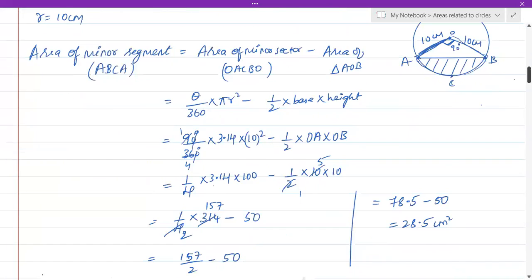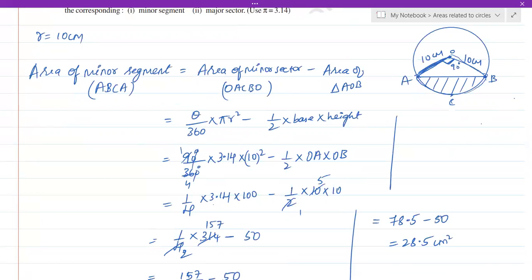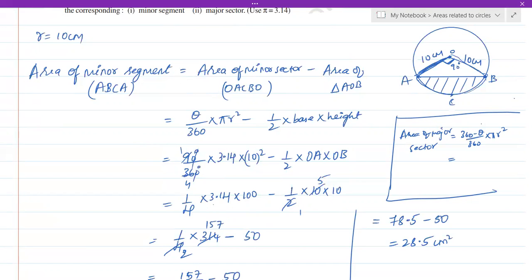Now, let's find the area of the major sector. Okay, let me do it here itself. Area of major sector. Now we have to use the other formula, right? 360 minus theta by 360 into pi r square. This is the formula that we have to use. So 360 minus theta is 90. Let me do it directly. 360 minus 90 becomes 270. 270 by 360 into pi value 3.14. R square is 10 square, which will become 100. So I have done it directly.